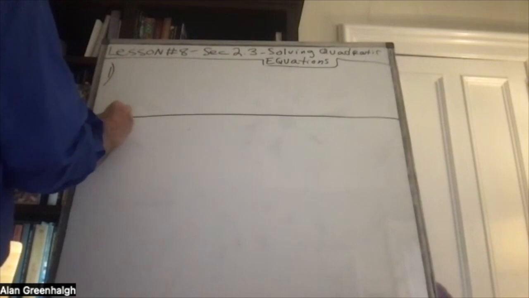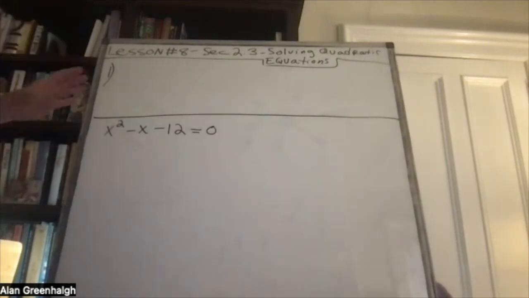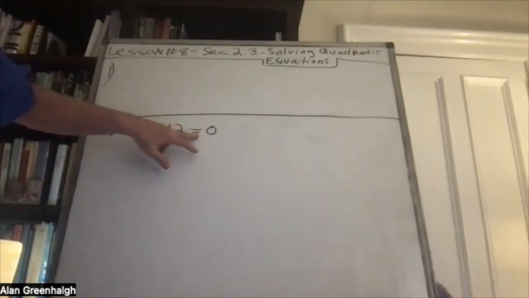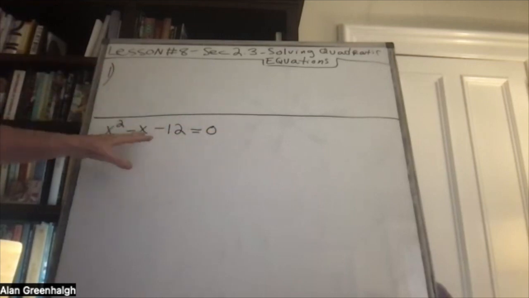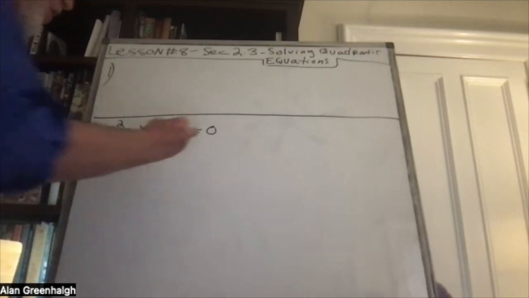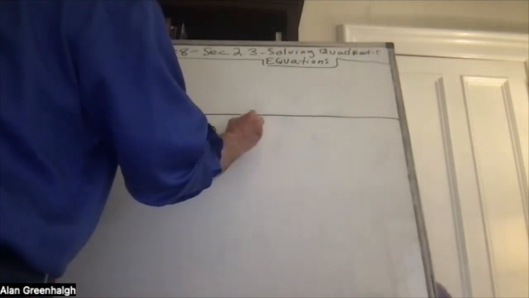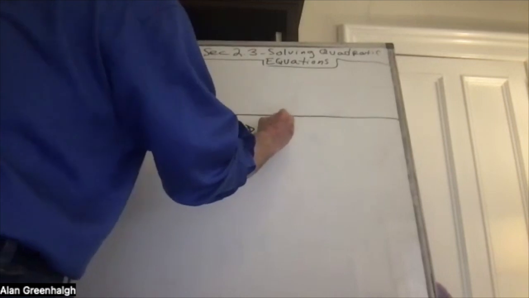It looks like this. Okay, so how do you know, first of all, that it's a quadratic equation? It's got an equal sign, so that makes it an equation. It's a quadratic expression, so therefore it's a quadratic equation. The general form of a quadratic equation will be this.